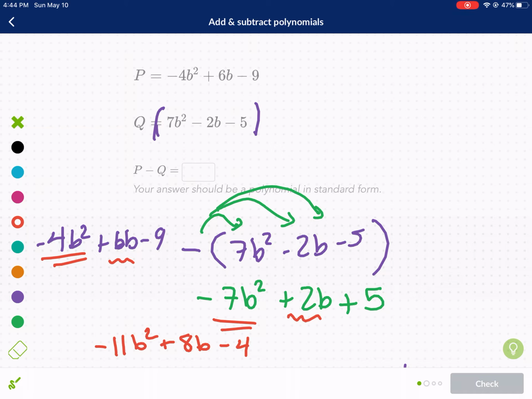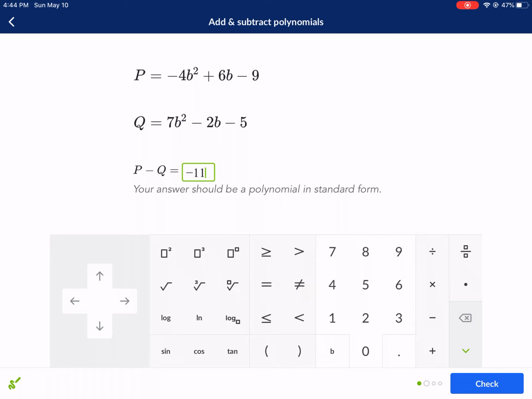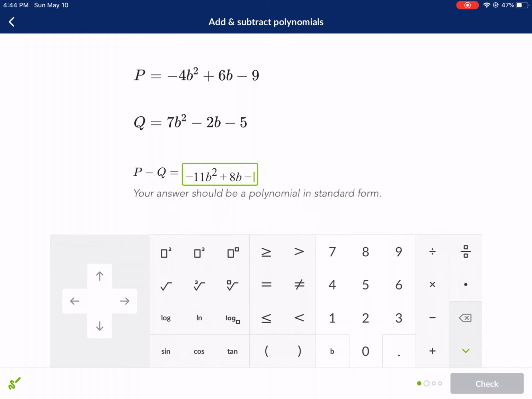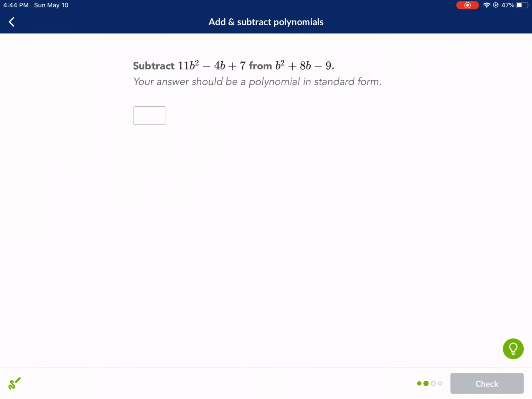We need to write it in this order too, because it says standard form, which means highest degree to lowest degree. Highest exponent to lowest exponent. Okay, so negative 11b squared, plus 8b, minus 4. Check that answer. There we go.